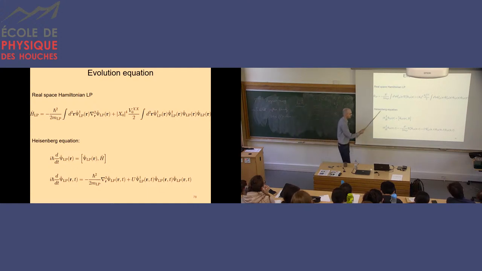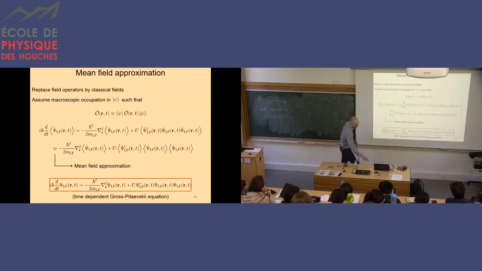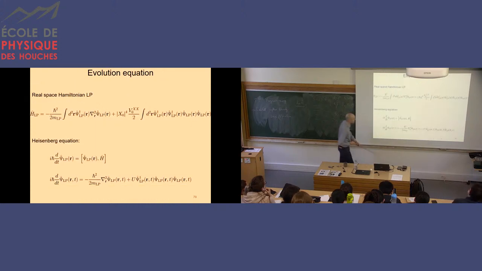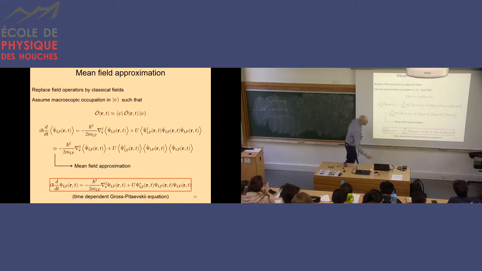So I do just the Heisenberg equation. I h bar d psi over dt is equal to the commutator of psi with H. Okay, you can calculate this commutator, and you end up with this equation here, which maybe you recognize. It's actually a Gross-Pitaevskii type of equation. I d psi over dt is equal to h bar squared over 2m, gradient squared of psi, plus the interaction term.